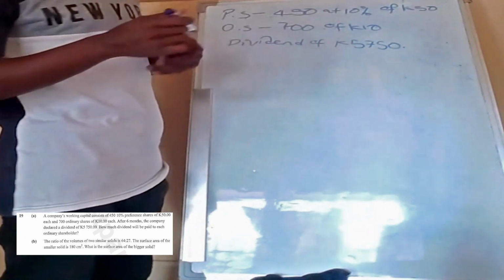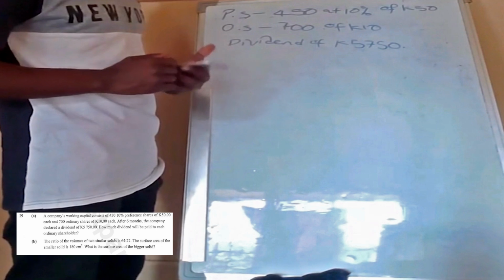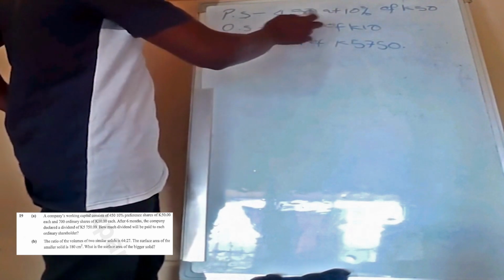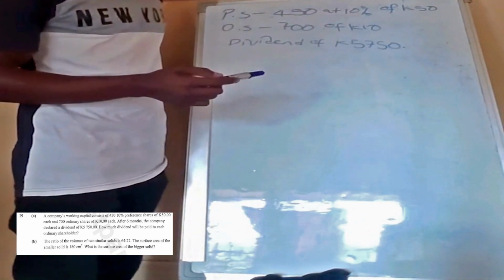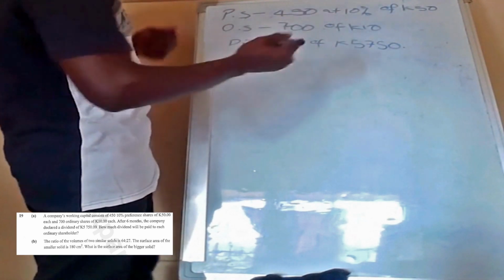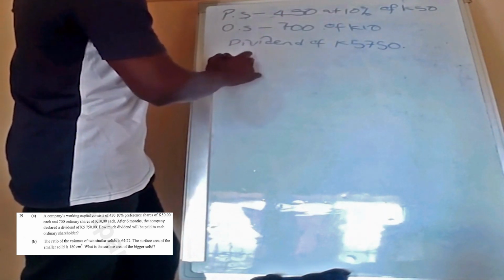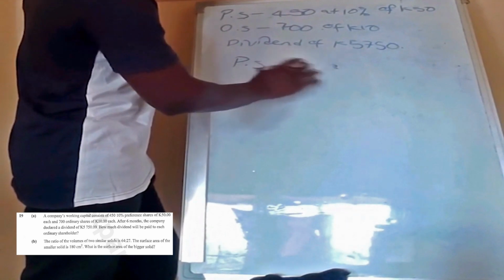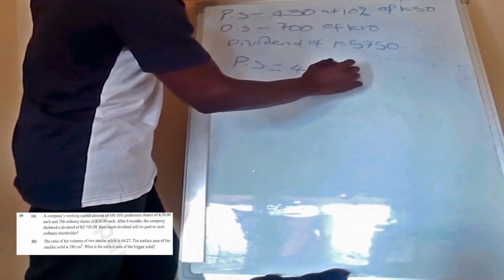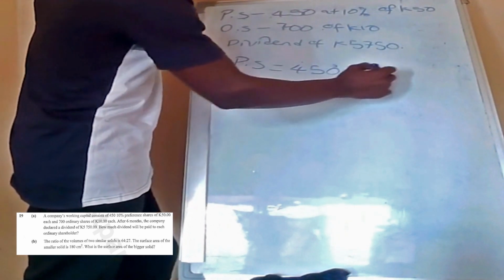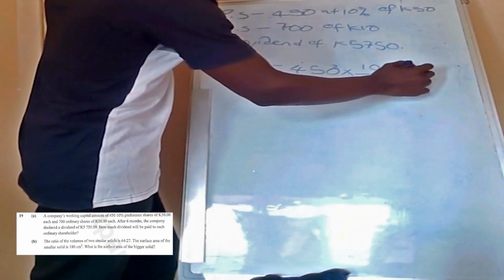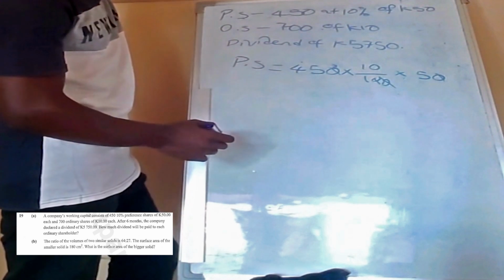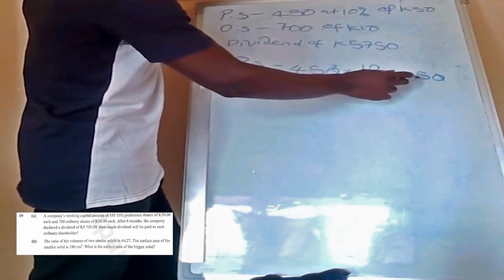How much dividend will be paid to each ordinary share? To find the amount of dividend that will be paid to the preference shares, we are going to multiply this by that, by that. So for preference shares, this is equal to 450 multiplied by 10%, percent meaning over 100, multiplied by 50. So this and that can go, and we have 45 multiplied by 10 multiplied by 5.